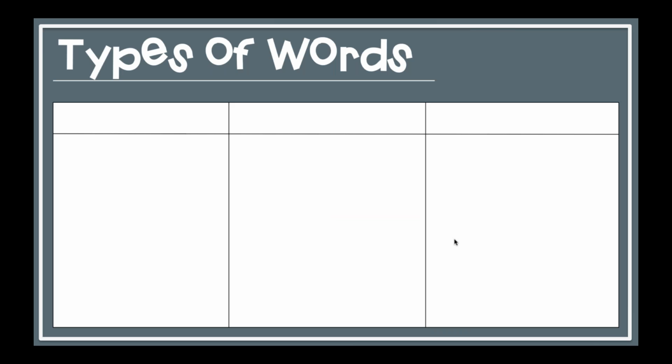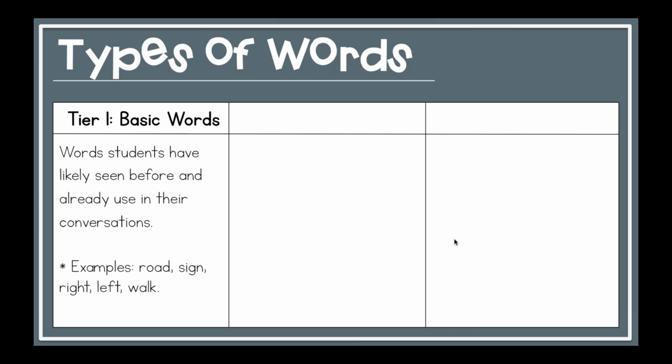Let's talk about the different types of words that there are. The first type is tier 1 words, and these are basic words, words that the students have likely seen before and have already used in their conversation for years, like right, left, turn, walk, stop, help, please. Those are all words that they pretty much know.